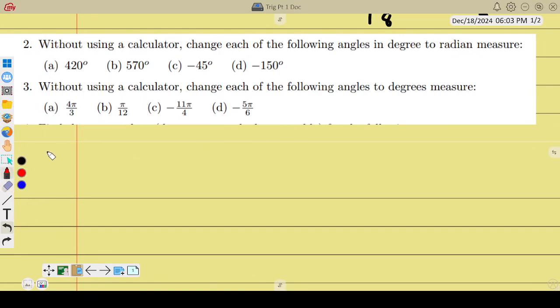So I've even forgotten what we agreed on. Also, I said I'll do this one. So we want to convert to radian measure.